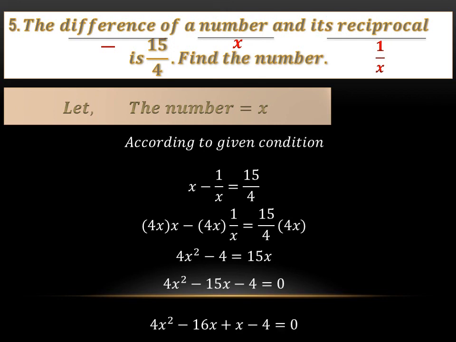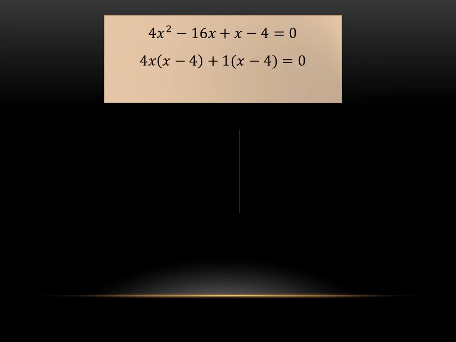We will break the middle term. The middle term will be 4x square minus 16x plus x minus 4. Now we will take the common. It will become 4x into x minus 4 plus 1 because no common digit into x minus 4. x minus 4 will be written in one bracket and 4x plus 1 will be written in the other. Splitting the two brackets, we will get x minus 4. The answer of x will become plus 4 because we will take minus 4 to the other side of the equation. The second bracket was 4x plus 1 equals to 0.